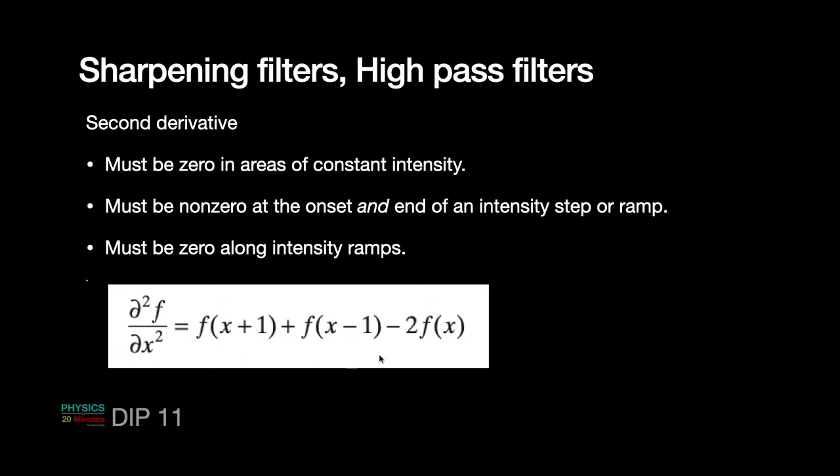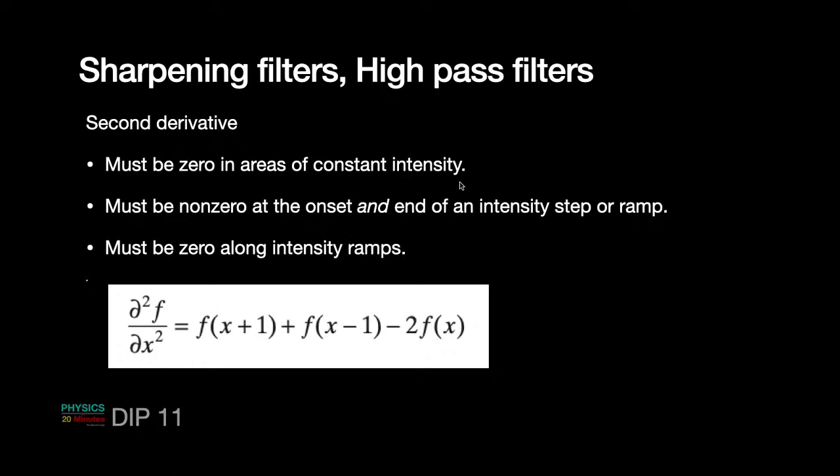So your central pixel is f of x. You take the two neighboring pixels to the central pixel and add them, which will give you a large value, then subtract twice the central pixel, and that should give you the second order derivative. So remember, it has to be 0 in the area of constant intensity.